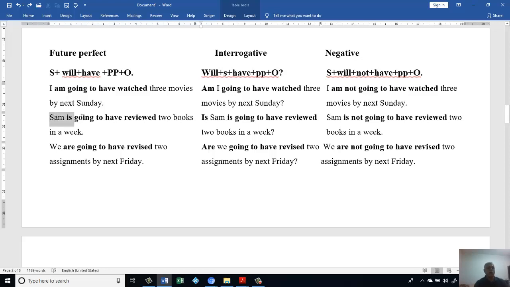subject. Sam is going to have reviewed 2 books in a week. This is a commitment. We have "is going to," then to make it in the perfect time, we add "have reviewed," or you say have plus past participle. Make it interrogative: Is Sam going to have reviewed 2 books in a week?